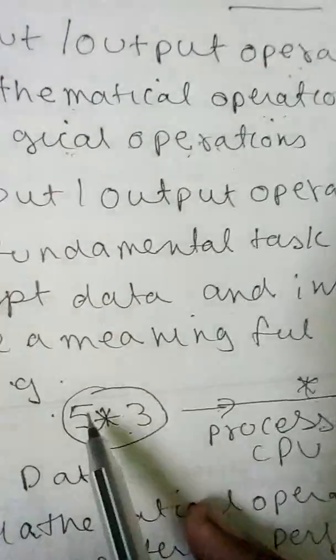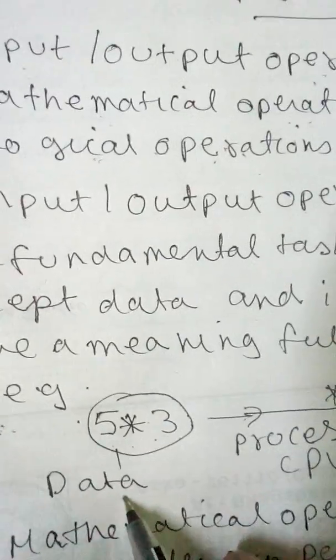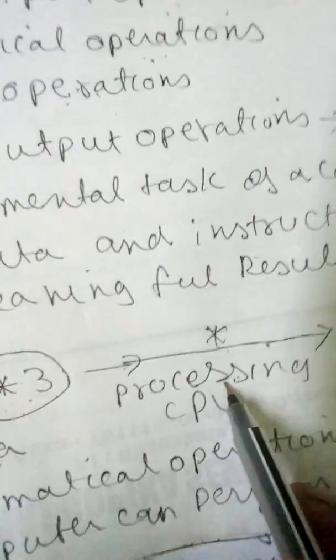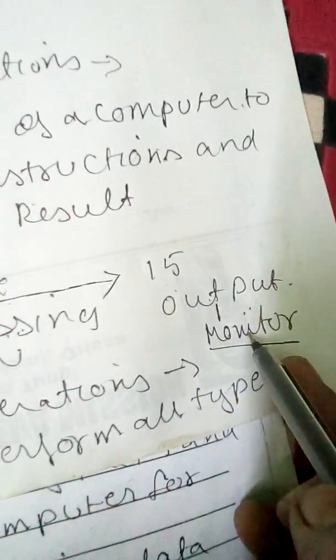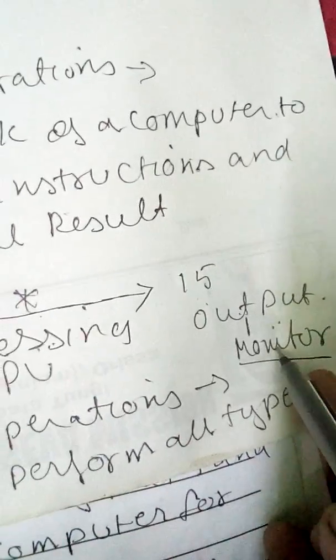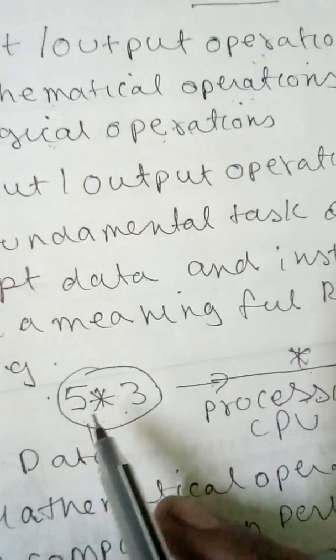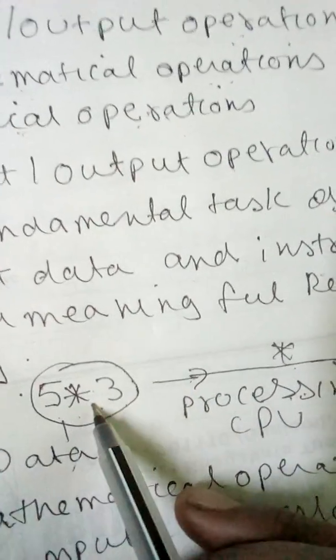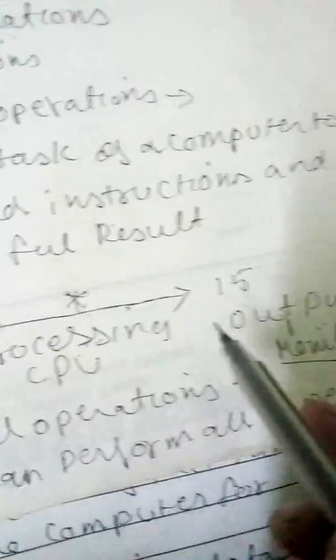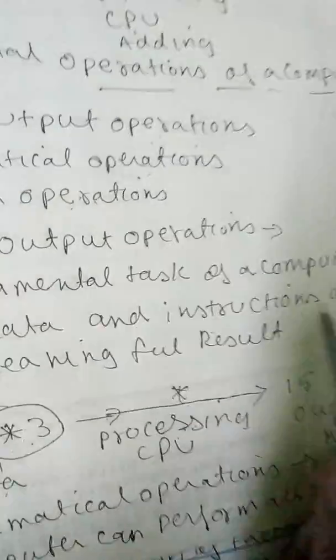For example, 5 into 3, that is the data or instruction I am giving through the keyboard. Then processing is done in the CPU. Then 5 into 3, 15. 15 is the result or the output we are getting on the monitor. Got it? Once again I am repeating, data we are giving through the keyboard, processing is done in the CPU, output we are getting on the monitor. So what are input output operations? It is the fundamental task of a computer to accept data and instructions and give a meaningful result.